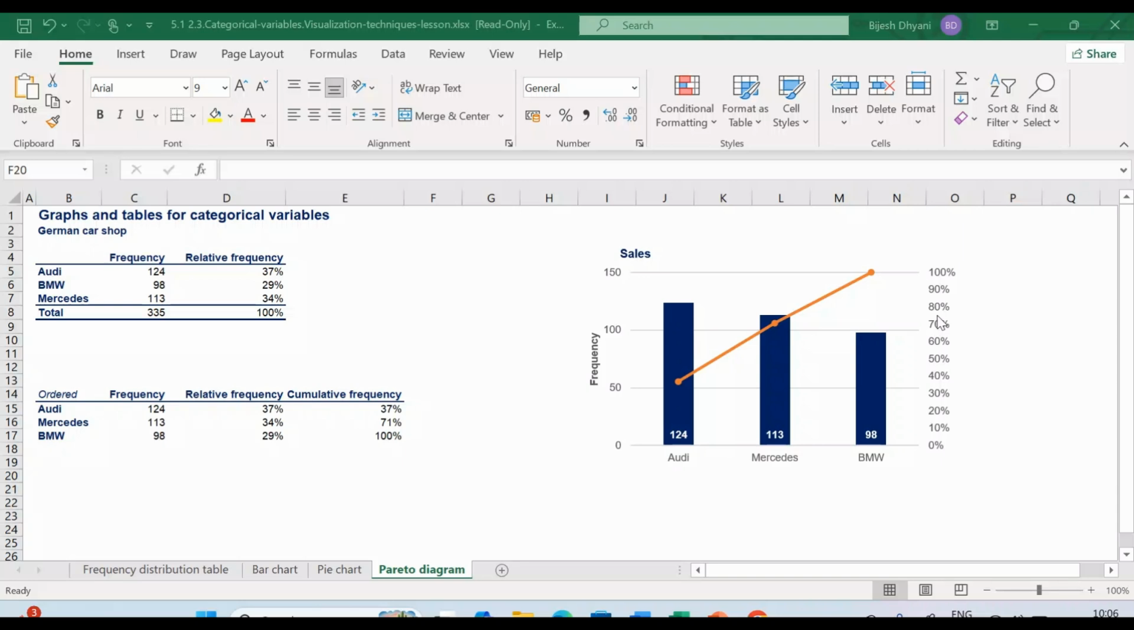Each visualization serves a different purpose. A frequency distribution table organizes categories and their frequencies. A bar chart makes category comparison easier, and a pie chart shows each category's share of the total. And a Pareto diagram combines category comparison with cumulative frequency analysis.